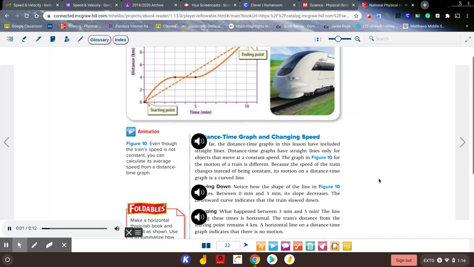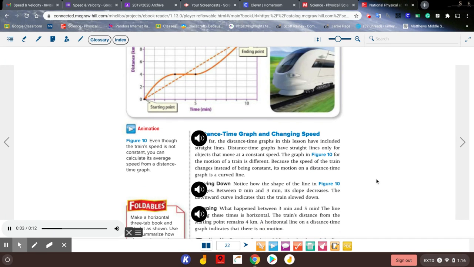Slowing down. Notice how the shape of the line in Figure 10 changes. Between 0 minutes and 3 minutes, its slope decreases. The downward curve indicates that the train slowed down.